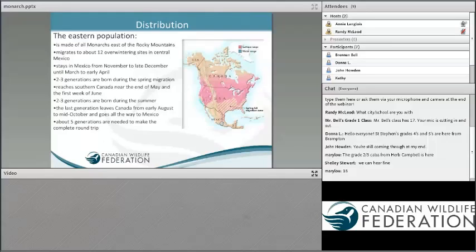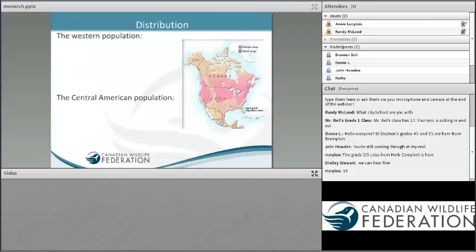So to make a round trip, from Mexico up north to Canada and all the way back, it takes about 5 generations of monarchs to do that. So it's not one monarch that will come from Mexico to Canada and go back. It takes about 5 generations. But there will be a generation of monarchs who will leave Canada and go all the way to Mexico at once in one trip. So the Western population of monarchs, they're different again.